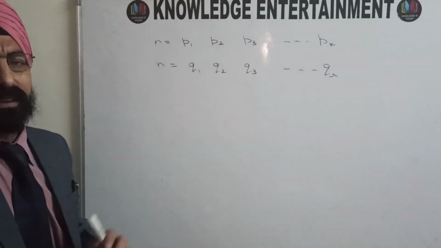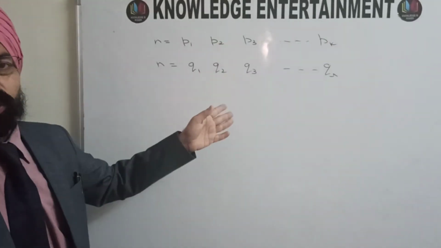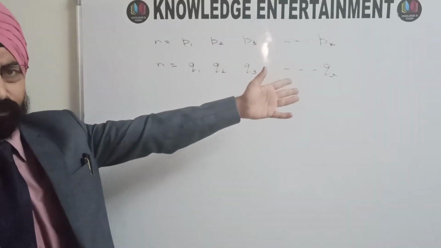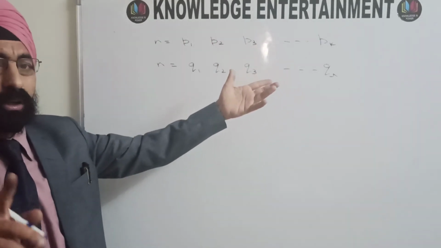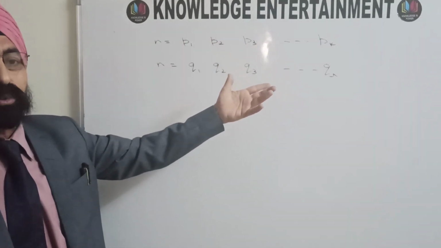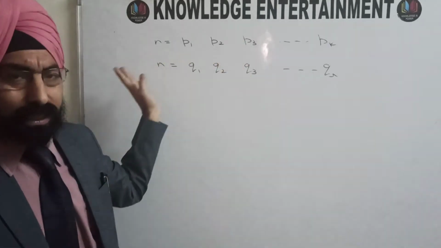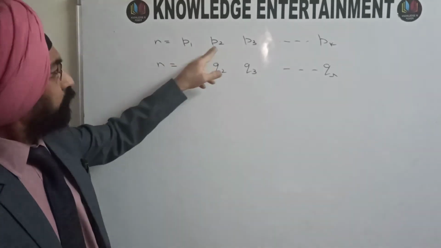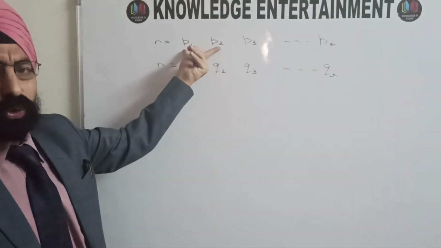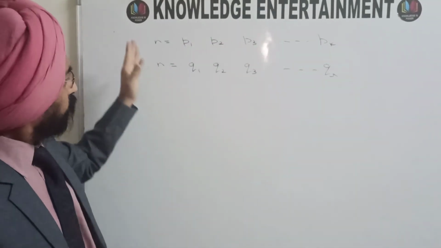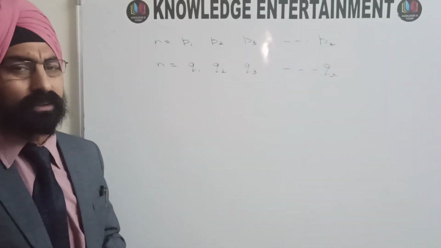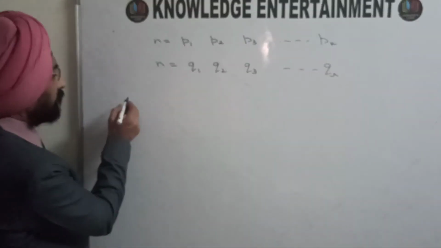So I have written n in two ways as products of primes. Product of primes does not mean that I am neglecting powers of primes, because I am saying that these p1, p2, p3 may be the same. If p1 and p2 are the same, then it will become p1 square and so on. So n is written in two different ways as products of primes, so they are equal.